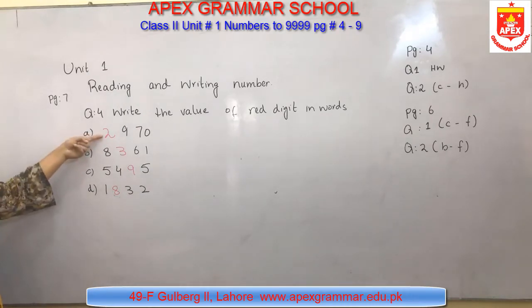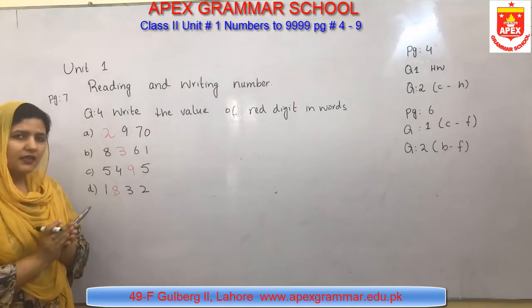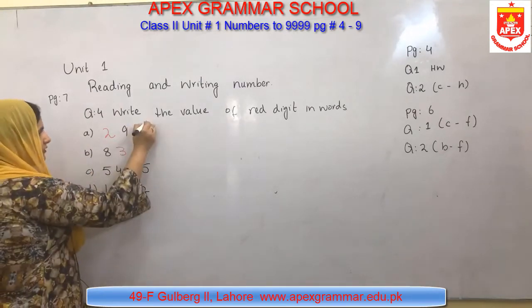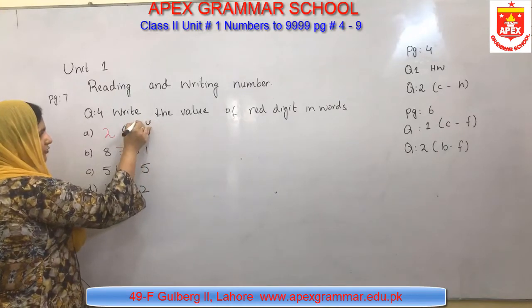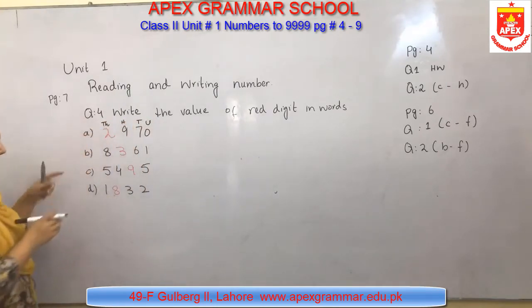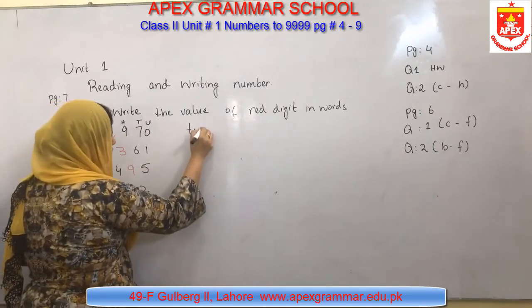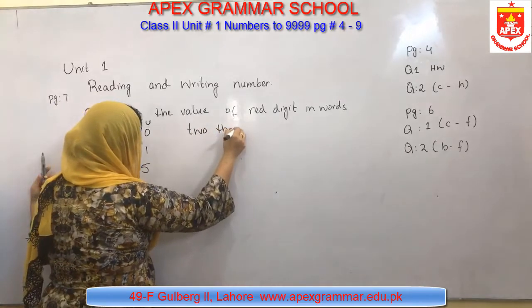Where is the place value of 2? Just the same as it is, we write the unit, 10, 100 and 1000. This is a very easy way. Unit, 10, 100 and 1000. Where is the place value? 1000. It means this is 2000.